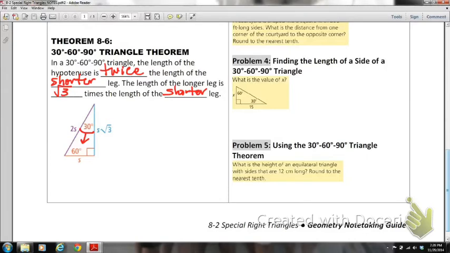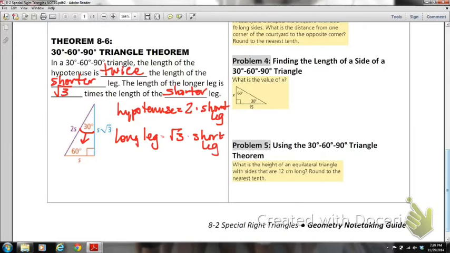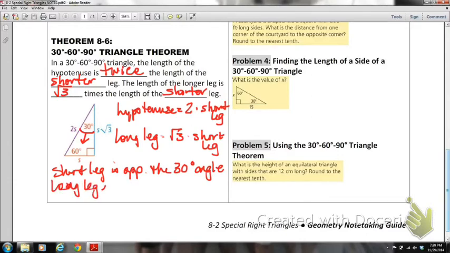So once again, the formula we have: the hypotenuse is equal to 2 times the short leg, and the long leg is equal to the square root of 3 times the short leg. So once again, just remember that the short leg is opposite the 30-degree angle, and the long leg is opposite the 60-degree angle.